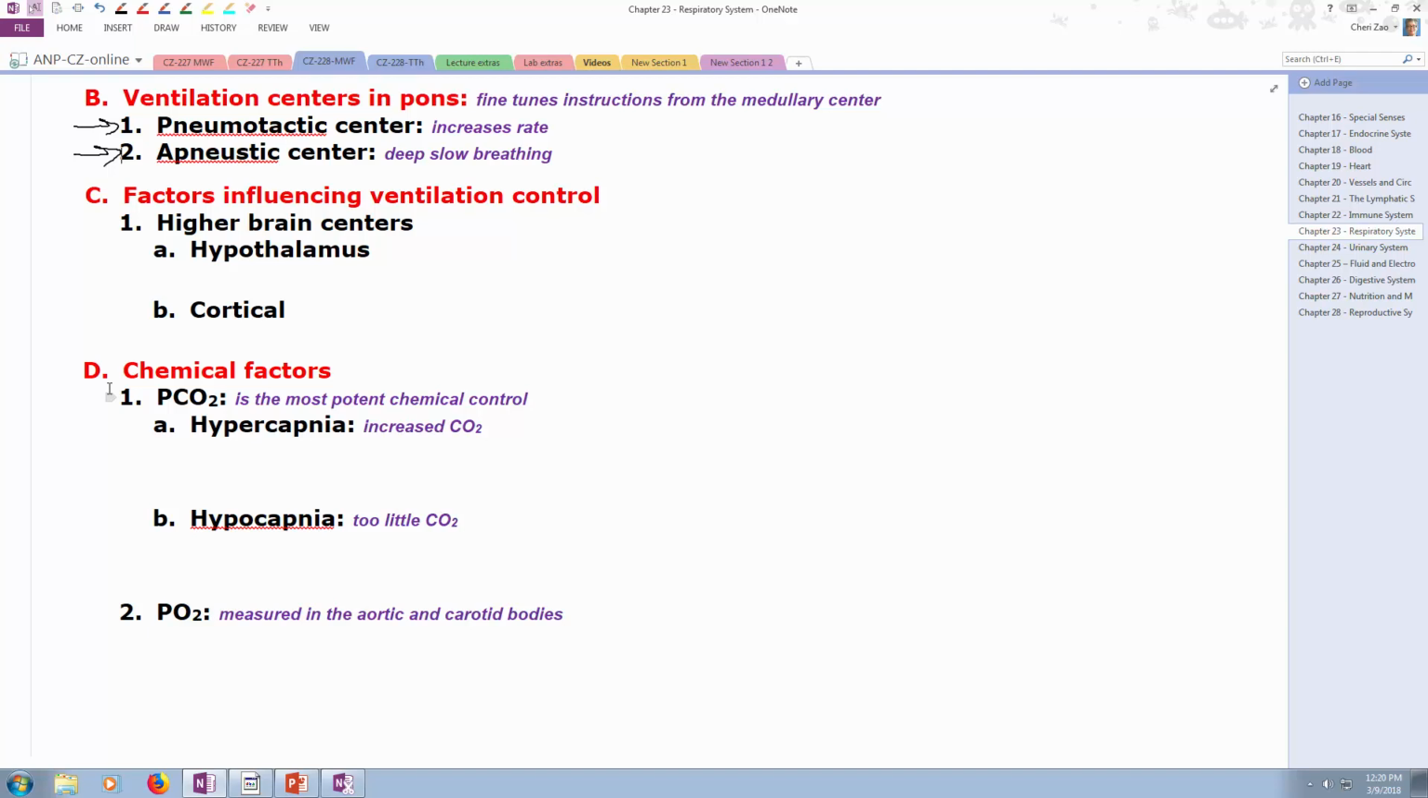We have higher brain centers, the hypothalamus, so that's before the cortex, and then cortical centers. The hypothalamus is a center also that has part of our emotional brain, and so we're working on that emotional center in the hypothalamus. And so with the emotional center, we can actually laugh and cry, and those things will all change ventilatory rate.